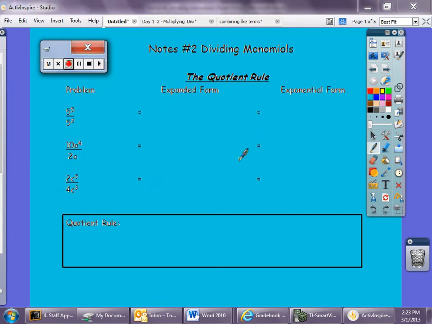Alright, notes number 2, dividing monomials. So we're going to look at 3 different rules today. Yesterday we looked at multiplying monomials, so today we're going to get into dividing monomials. Our first problem, we have 5 to the 5th divided by 5 to the 2nd.